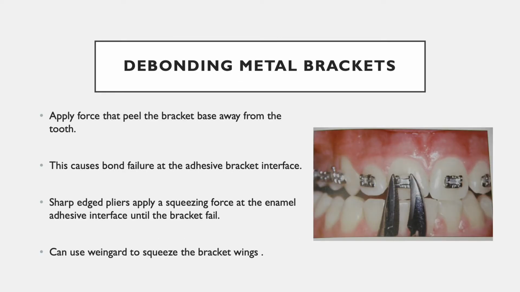Debonding metal braces. We need to apply force that peels the bracket base away from the tooth. This causes bond failure at the adhesive bracket interface. Sharp edges of the plier apply a squeezing force at the enamel adhesive interface until the bracket fails. We can use a wing guard to squeeze the bracket wings.